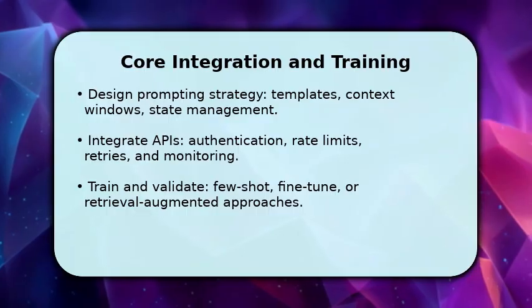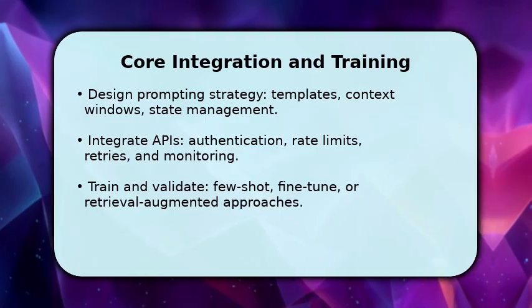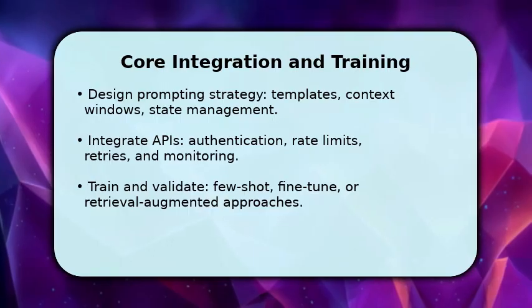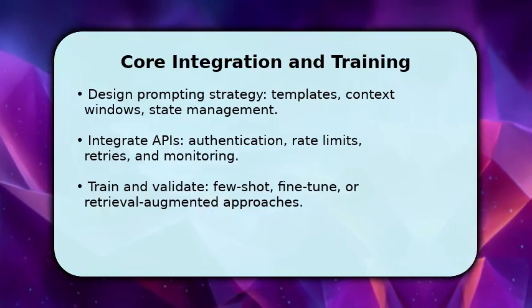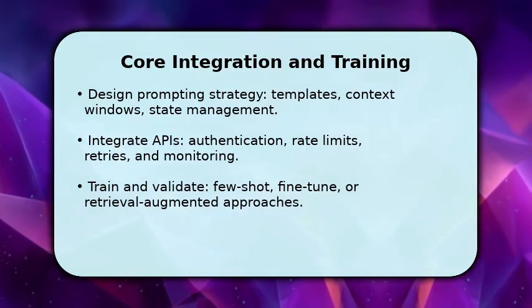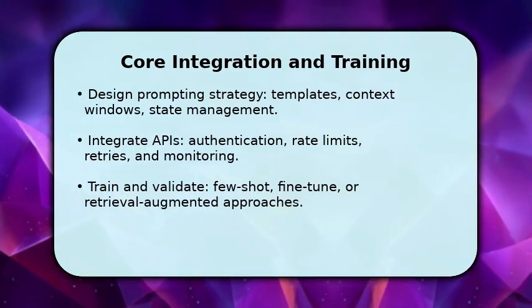Implement prompting strategies and retrieval-augmented generation if you need factual recall from documents. Connect backend systems with secure API keys, graceful retries, and observability for errors. Then iterate training, run few-shot tests, evaluate on held-out examples, and fine-tune only when validation improves.